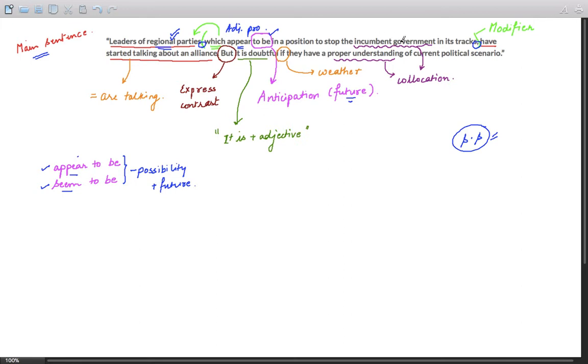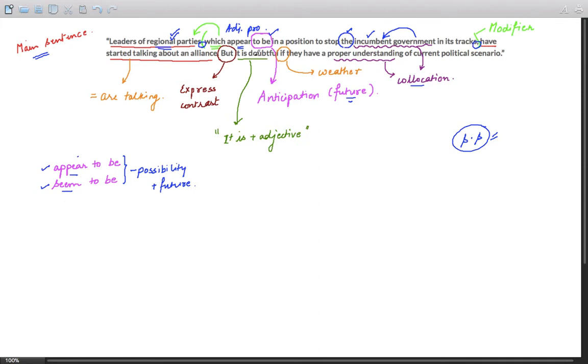Now this is a collocation. What is the nature of government? It is incumbent. All governments are incumbent. If they're not incumbent, that is not a government. Incumbent means it is in power. So we are referring to a particular government which is incumbent. That is why the is used over here: the incumbent government. So this is a collocation. The words usually come together. The incumbent government in its tracks.